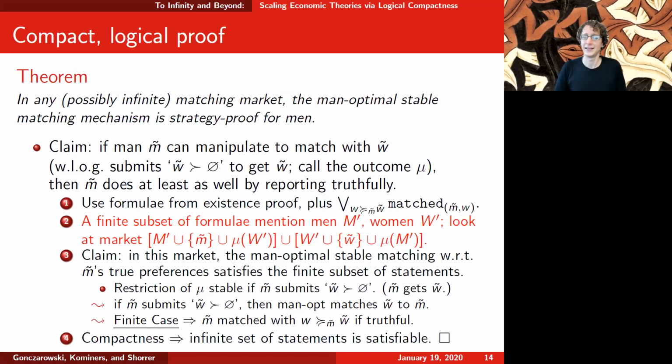Exactly right. And if we didn't construct this market from them, if we didn't broaden the market, these sorts of statements might not be true. It might not be the case that mu would still be stable, because some of the partners would have disappeared. Restriction might not even be well defined.